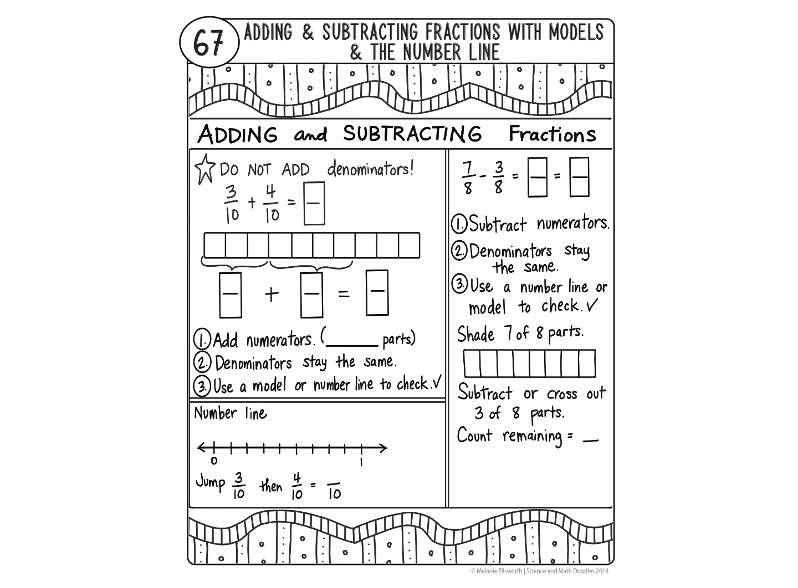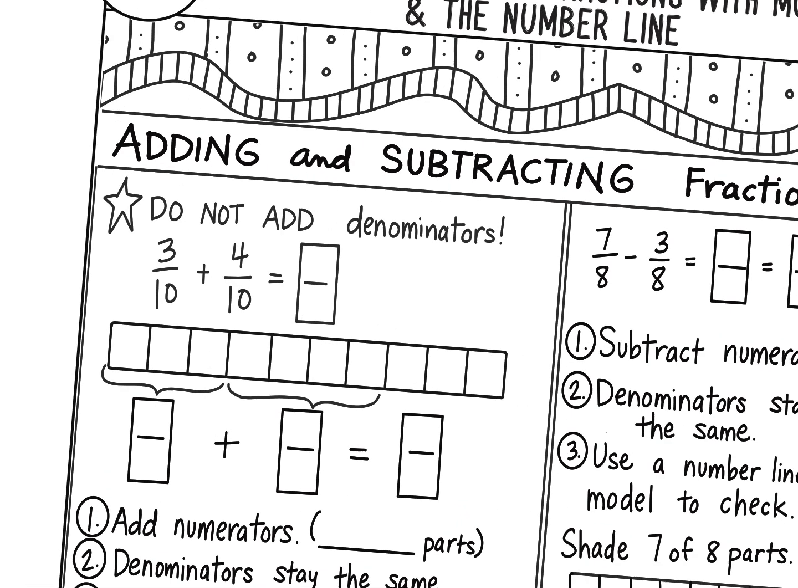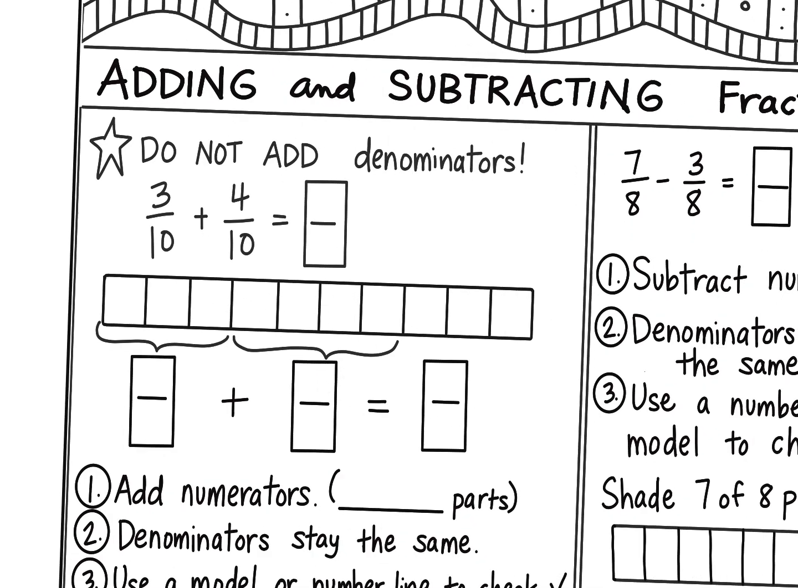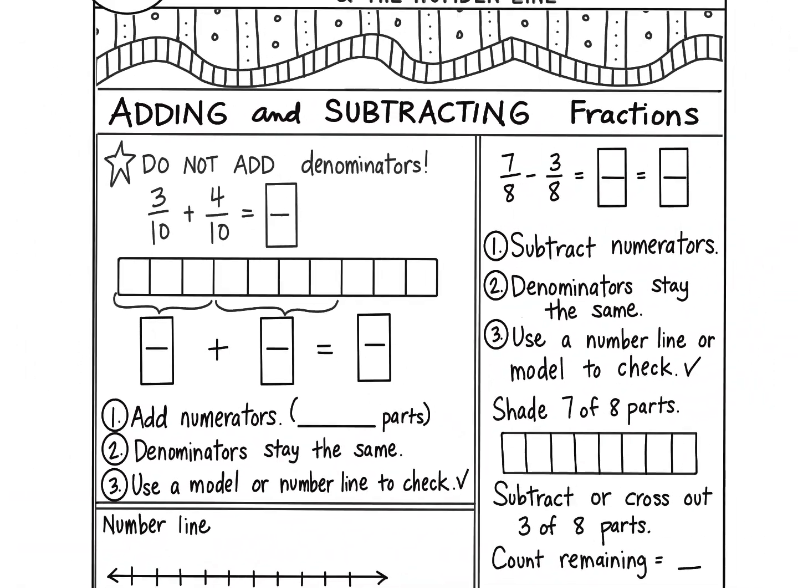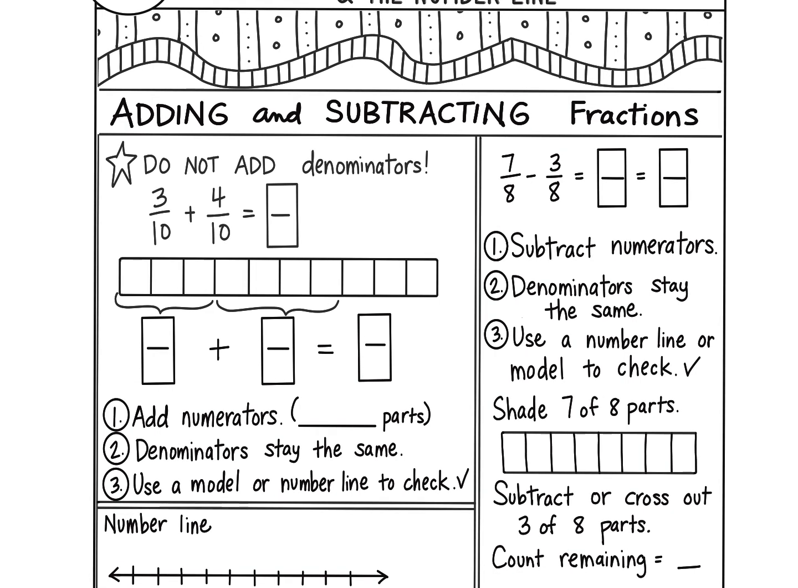All right, today we are talking about adding and subtracting fractions with like denominators using models. If you look at this page, every single one of these fractions in each section has a denominator that matches the other denominator. Looking at the very first section, it says, do not, with a big star next to it, do not add those denominators. We don't want to add those together. We only want to talk about the numerators.